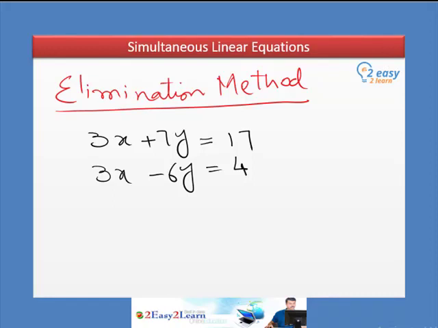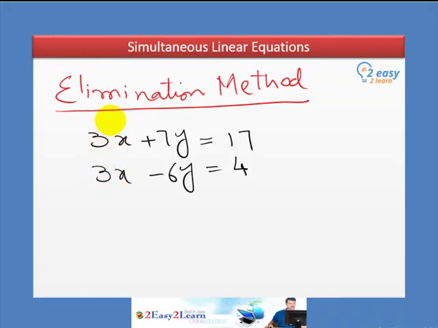Let's discuss the elimination method. As we see, the word elimination is used, it means we have to eliminate one of these two variables. Either you have to cancel X or you have to cancel Y. The rule for cancellation is very simple. The variable which you are going to cancel, they both have the same coefficient, the number attached with the variable.